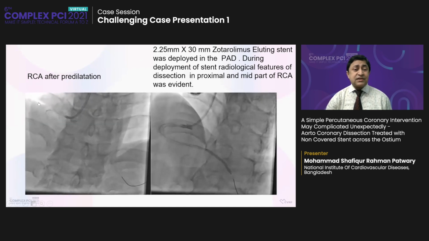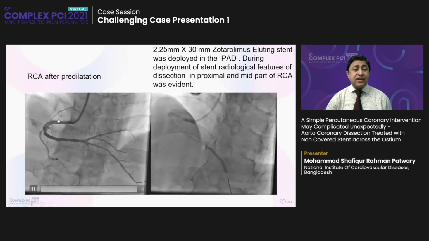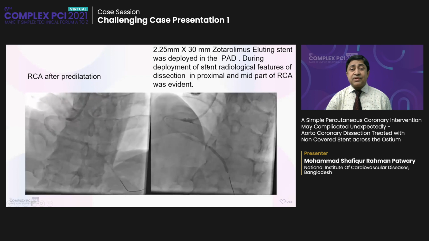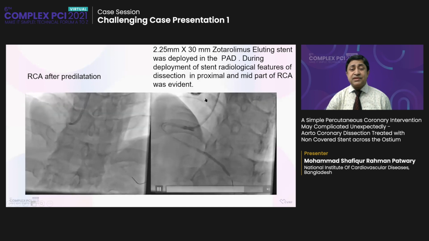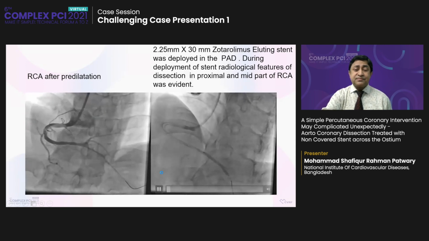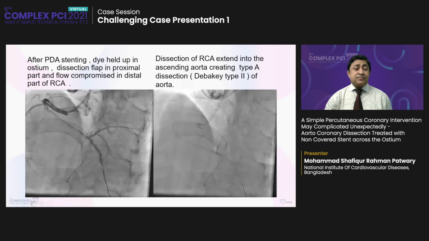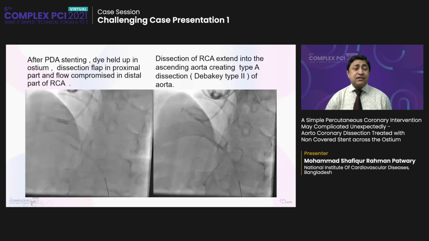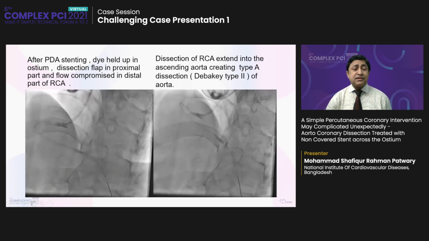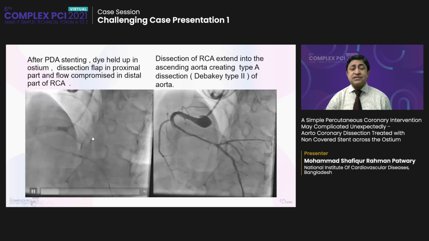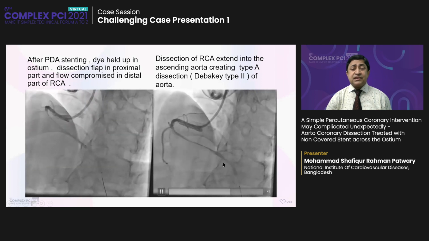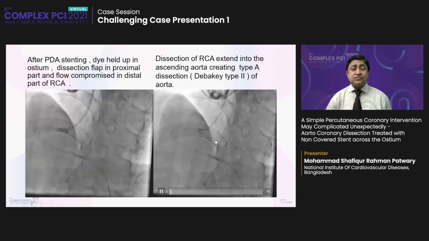This shows the RCA after the pre-dilatation. There is a flap in the proximal part of the RCA. Here, during stent deployment, there is a radiological feature of dissection of the proximal and mid part of the RCA. After PDA stenting, dye held up in the ostium, as well as the dissection plane in the proximal part, and the flow compromised the distal part of the RCA. It also extends into the ascending aorta, creating the type A dissection or Dunning class 2 dissection in the aorta.